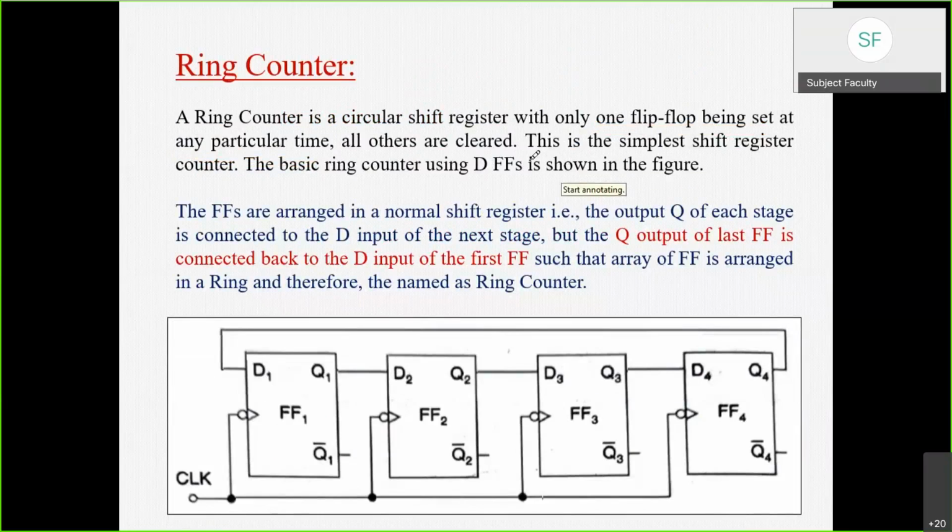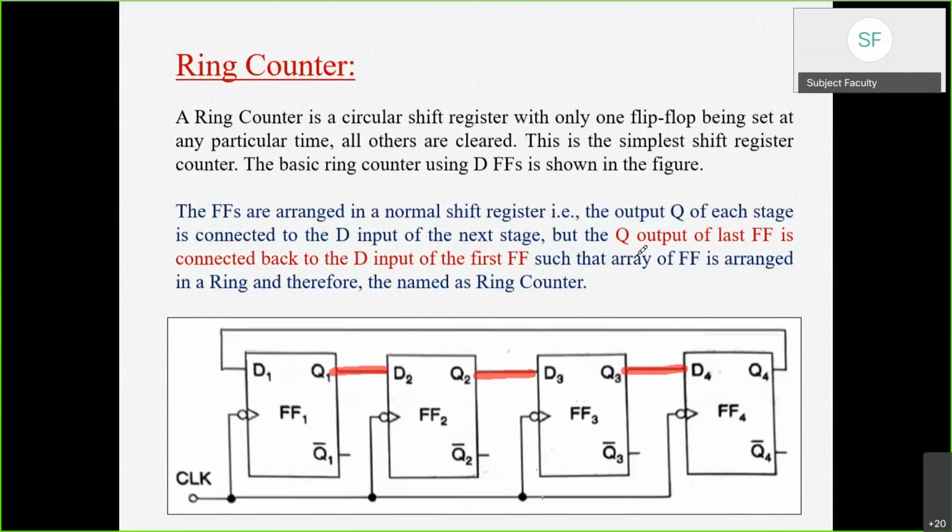Again, this is shift register counter. The basic ring counter using D flip-flop is shown in the figure. So this is basically a circuit diagram or logic diagram of a basic ring counter. The flip-flops are arranged in a normal shift register. That is, the output Q of each stage is connected to the D input of the next stage. You can observe the output Q of each stage is connected to the D input of next stage.